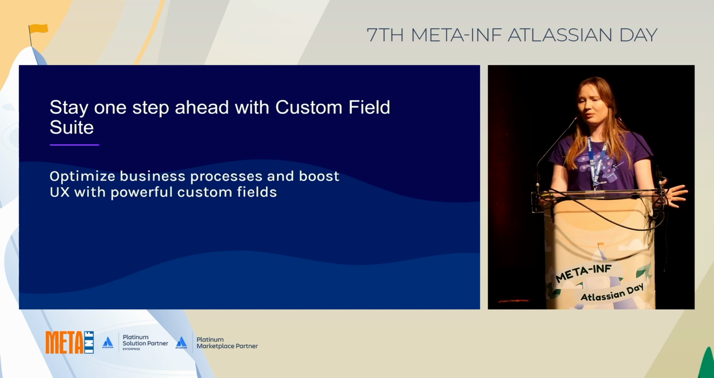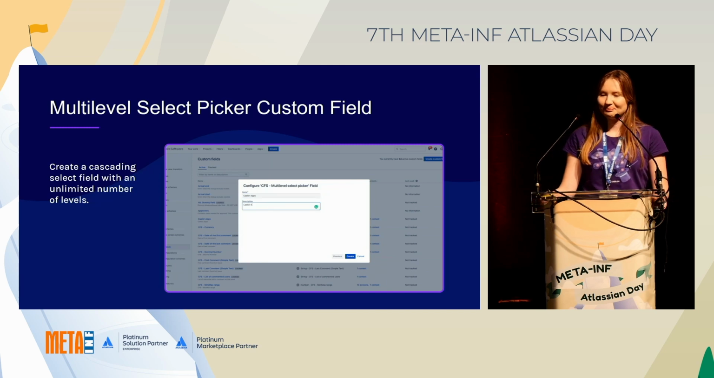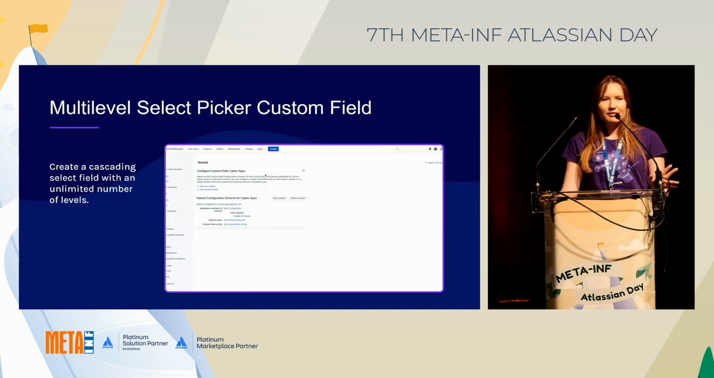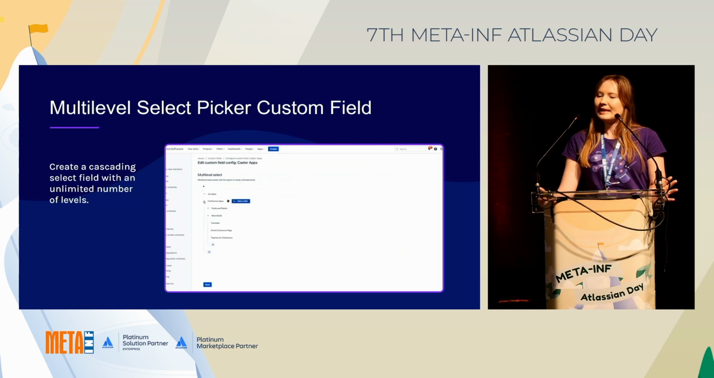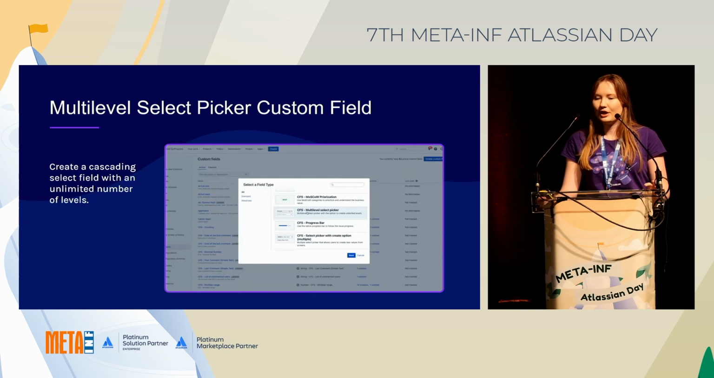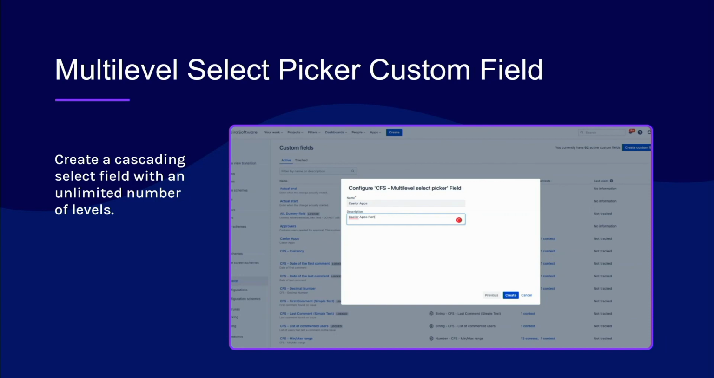So the first one we'll talk about in a bit more detail is the multi-level select picker with create option custom field type. This custom field type allows you to expand the standard Jira field type, which has 2 levels, by creating a cascading select field with an unlimited number of levels. It can be used in Jira Service Management when creating requests, and users can easily select and describe the problem by selecting options from different levels.